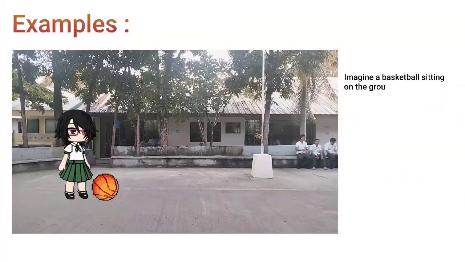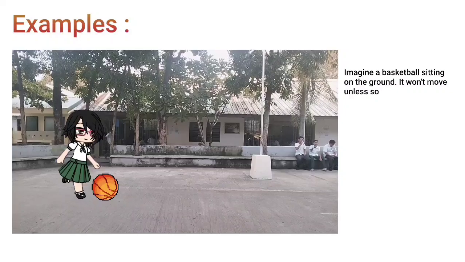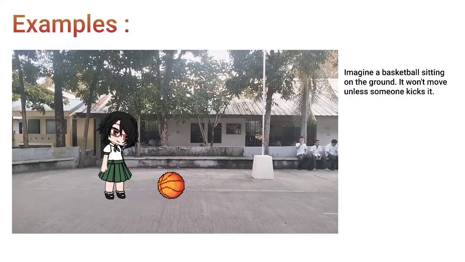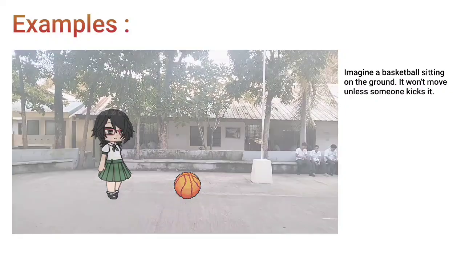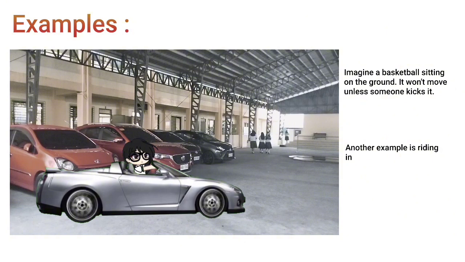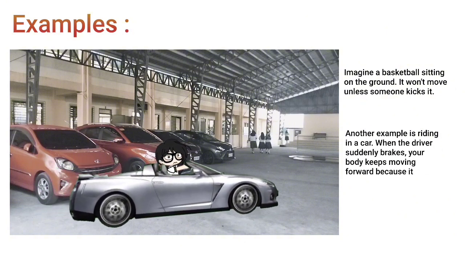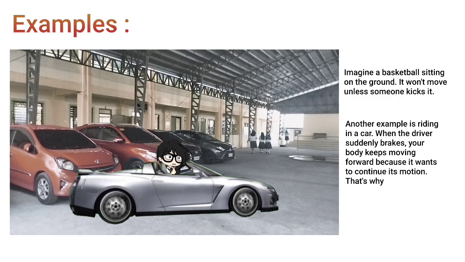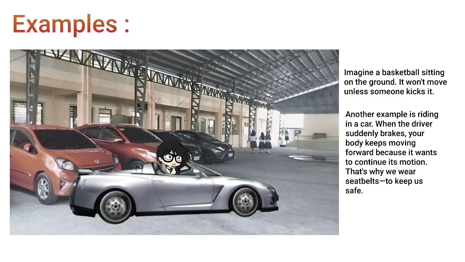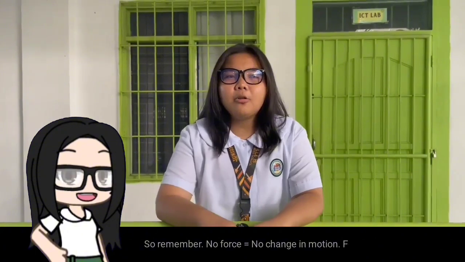Imagine a basketball sitting on the ground. It won't move unless someone kicks it. Another example is riding in a car. When the driver suddenly brakes, your body keeps moving forward because it wants to continue its motion. That's why we wear seatbelts to keep us safe. Remember, no force equals no change in motion.